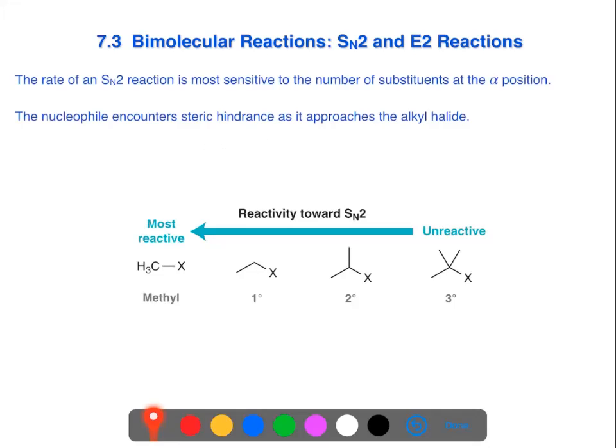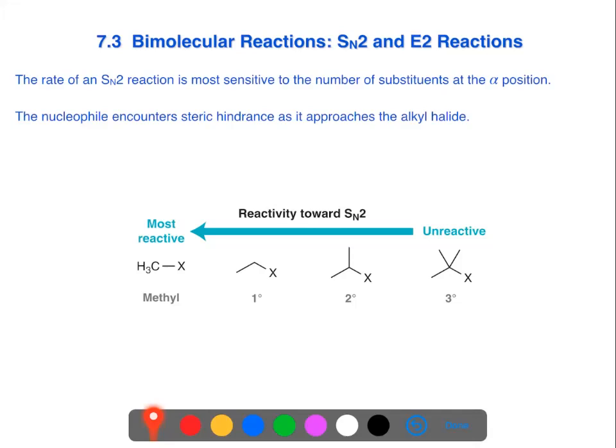Now, if we want to rank the relative reactivity of alkyl halides with respect to the SN2 reaction, we have to look to the number of substituents that are bound to the alpha carbon. So we've talked about the alpha carbon term previously. The alpha carbon is the carbon directly attached to the leaving group. And for alkyl halides, that leaving group is a halide.